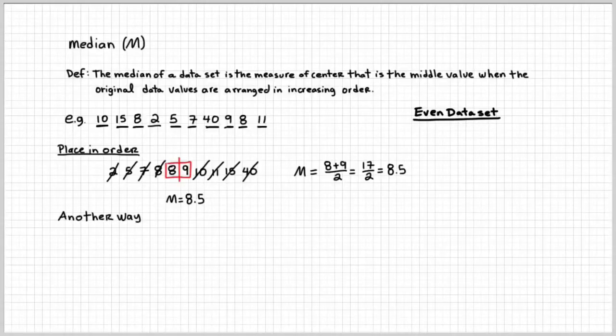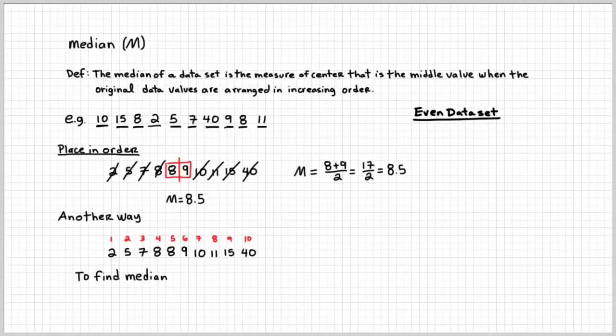Okay, there's another way of determining the median. Same thing, we're going to put the values in order, and I want to know how many values I have. So I have 10 values. Those are the numbers in red. To find the median with this method, I'm going to use a formula. It's going to be n plus 1 divided by 2, where n is how many data values I have. In this case, there's 10 of them. So 10 plus 1 divided by 2 gives me 11 over 2, and that gives me 5.5.